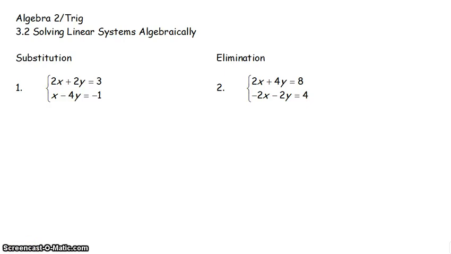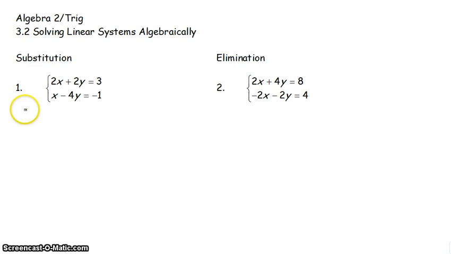Hello, today we are going to start looking at 3.2, solving systems algebraically. We've already reviewed how to solve by graphing, and now we're going to review the substitution and elimination method. You did learn both these methods in Algebra 1. In a couple days, we're going to take these and elevate them to a new level, so you've really got to be able to do them with two variables.